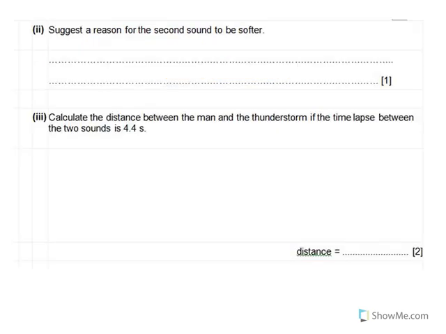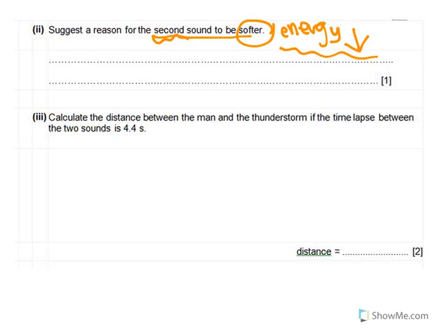So why is it that the second sound, which is the echo, has to be softer? When it's softer, we are actually looking at the energy. Sound is a form of energy. Sound carries energy. And so we are looking at why the energy has decreased from the first sound to the second one. Because it is an echo, some of the energy could have been lost, but where? How can the energy be lost?